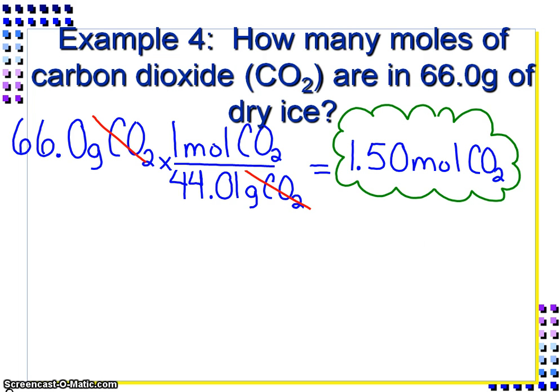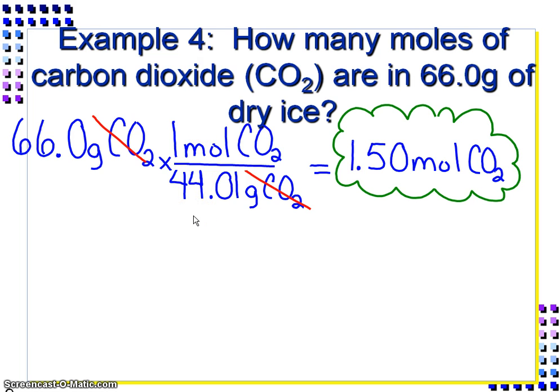Here's another one. We're going to use carbon dioxide this time. 66.0 grams of that carbon dioxide, that's our starting point. I started with grams, so grams needs to go on the bottom in my next step. I'm changing it to moles, so moles would go on the top. The 1 goes wherever moles is, so I'm putting a 1 on top.